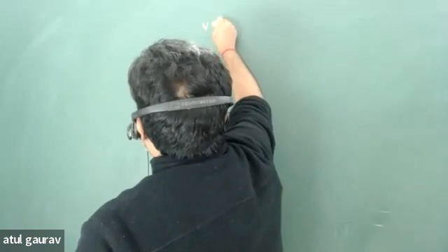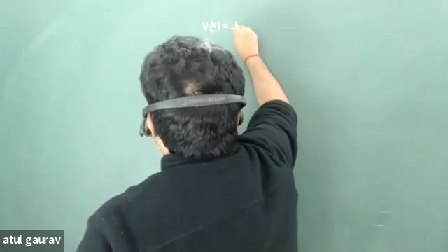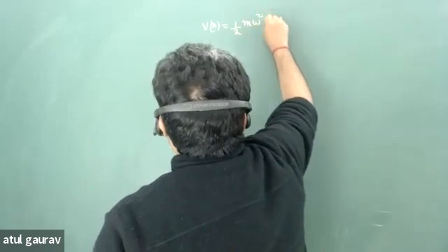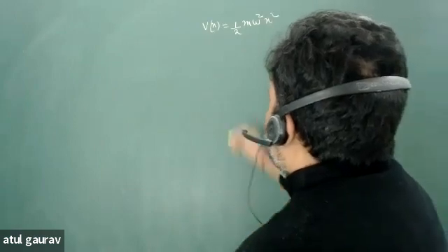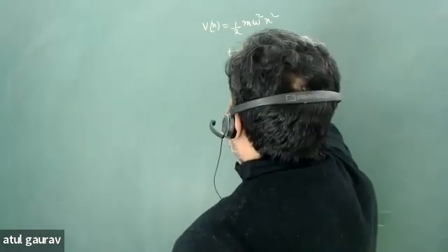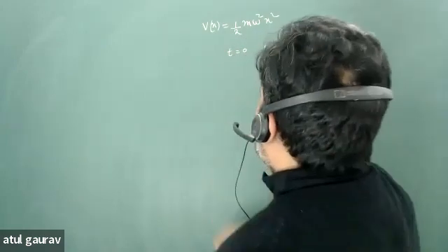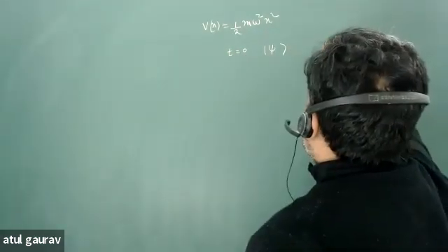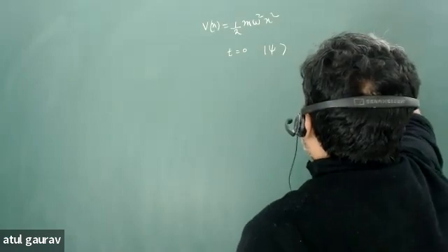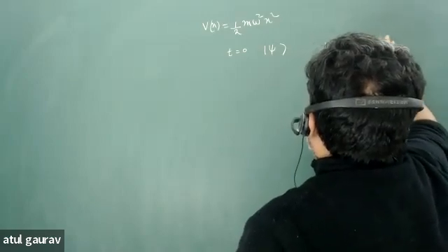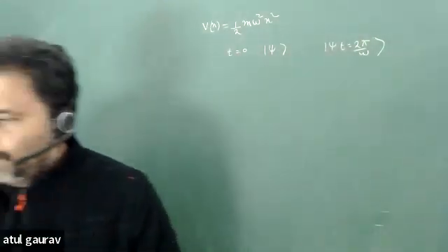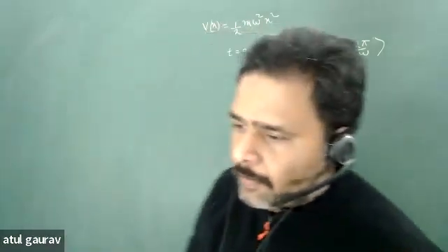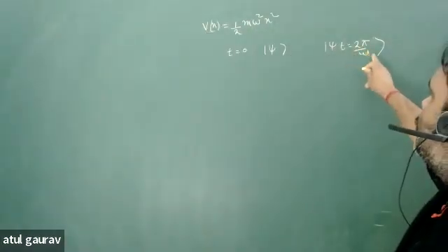Anyway, a potential of a harmonic oscillator is given as half mω²x². Suppose this is your potential. The wave function at t equal to 0 is given as psi. What will be the wave function at t equal to 2π/ω? This is very interesting, and this question can come in your exam. What will be the wave function after time t equal to 2π/ω?